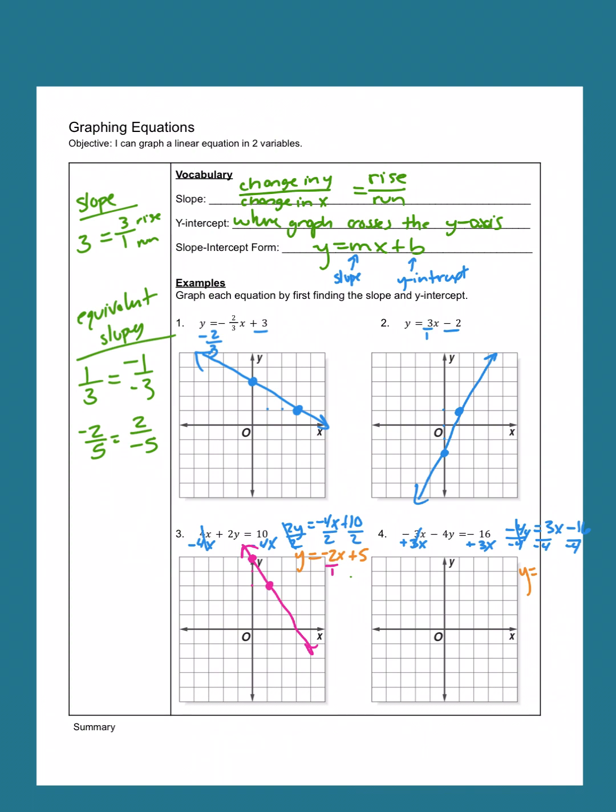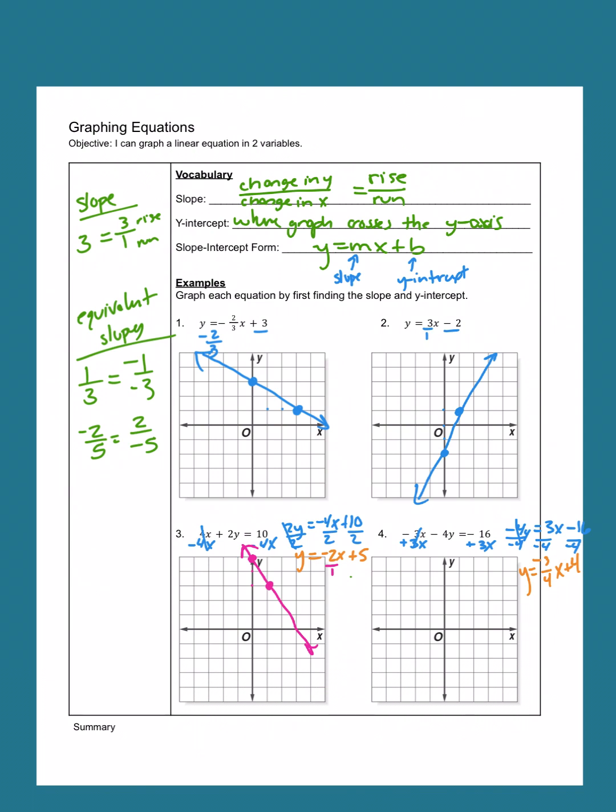We could leave the negative sign at the bottom. You tend to see the negative sign written on the top, but it doesn't make a difference. So I'm going to say negative 3 over 4x. You could leave it as 3 over negative 4x. And negative 16 divided by negative 4 is a positive 4. So we have y equals negative 3 over 4x plus 4. So my y-intercept is 4.